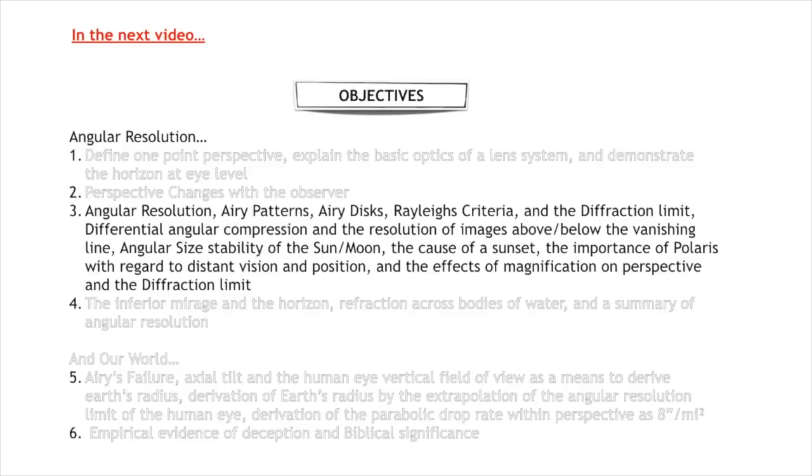And again, for the next video, we will discuss angular resolution, Airy patterns, Airy disks, Rayleigh's criteria, and the diffraction limit, differential angular compression, and the resolution of images above and below the vanishing line, angular size, stability of the sun and moon, the cause of the sunset, the importance of Polaris with regard to distant vision and position, and the effects of magnification on perspective and the diffraction limit.